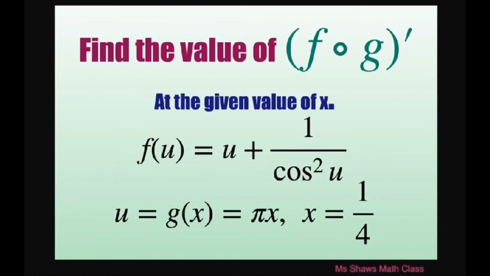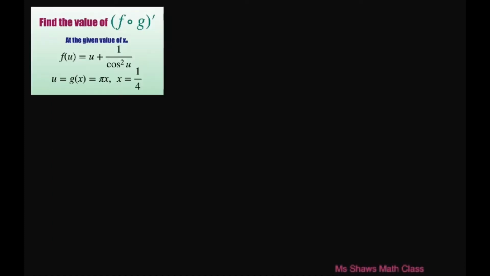Everyone. We're going to find the value of the derivative of f composed with g at the value of x equals 1/4. We have f of u equals u plus 1 divided by cosine squared of u, and u equals g of x, which equals pi times x. Let's look and see what we have.